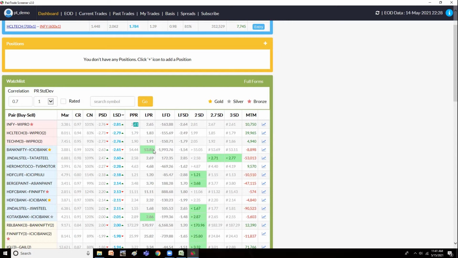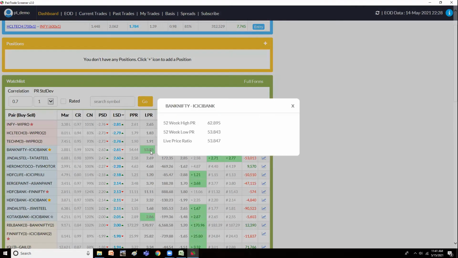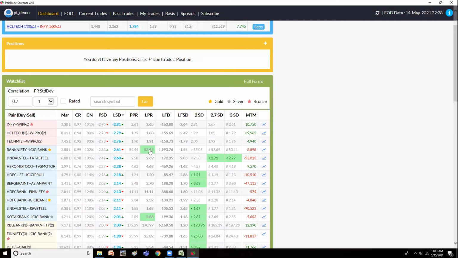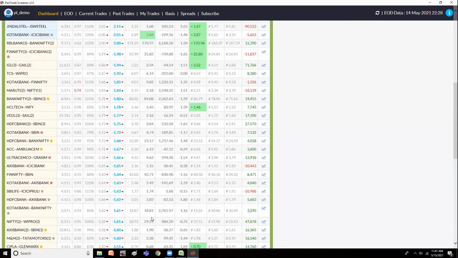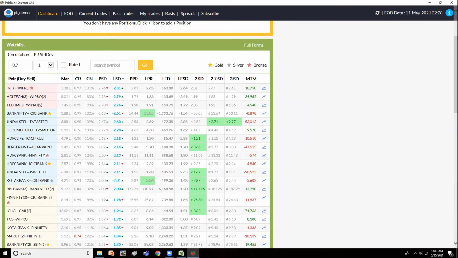And if you see a green box here, that means the price ratio is quoting at the 52-week high or low. So if I click on this, here you see the 52-week low was this much, and this is the live price ratio it is quoting. But this is on a Friday live market, right? So maybe on Thursday it would have been less than that, so that's why it is showing this one. So this is a 52-week high or low price ratio. This one also 52-week high or low. Like that we will know if any pair is making a new high or low.